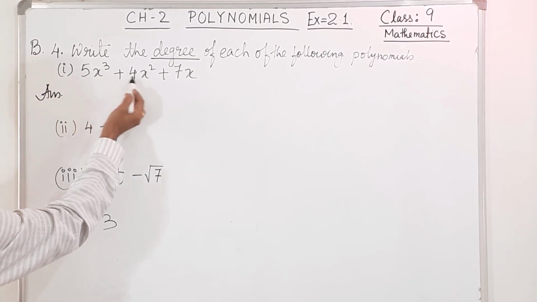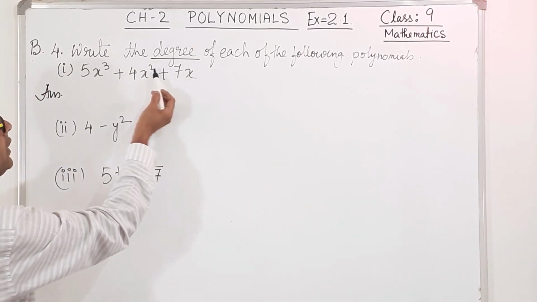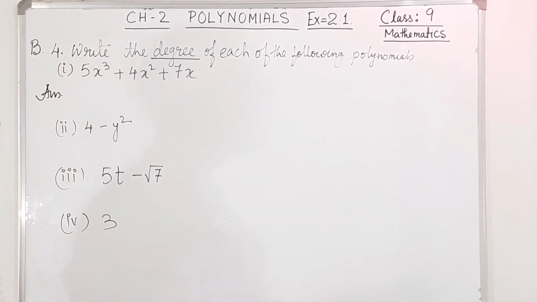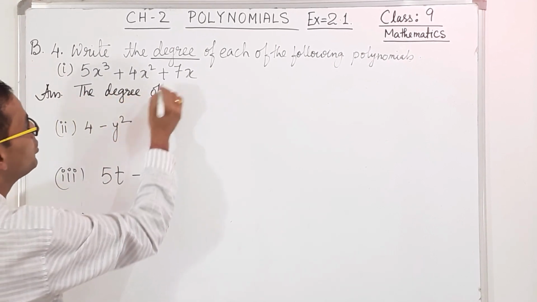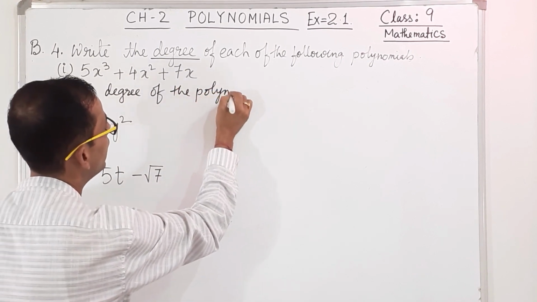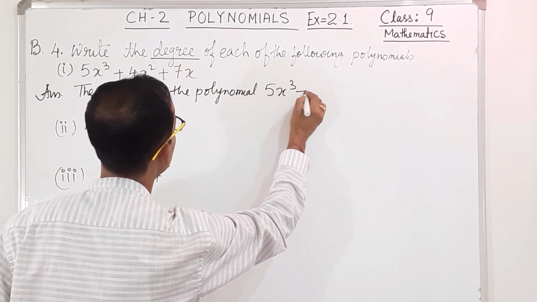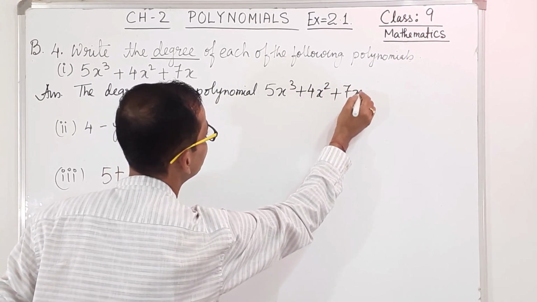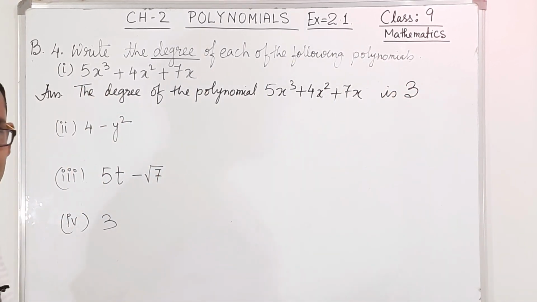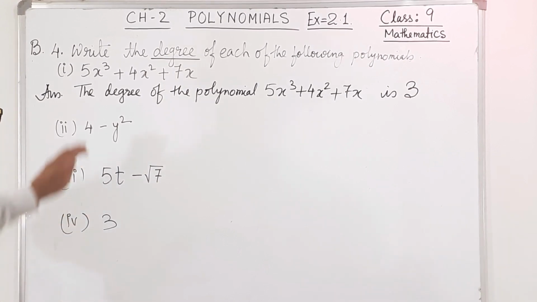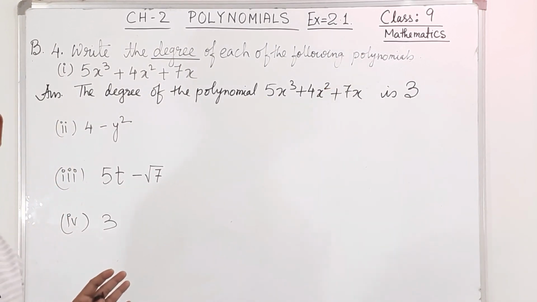See, 5x cube plus 4x square plus 7x. 7x has what power? 1. Nothing means 1. Here power is 2, here is 3. So the highest power is what? 3. So what we will write? The degree of the polynomial 5x cube plus 4x square plus 7x is 3. See, if you simply write 3, it doesn't look good, but that is also correct. But if you write in a sentence, the degree of the polynomial so and so is 3, it looks nice, it sounds good also.